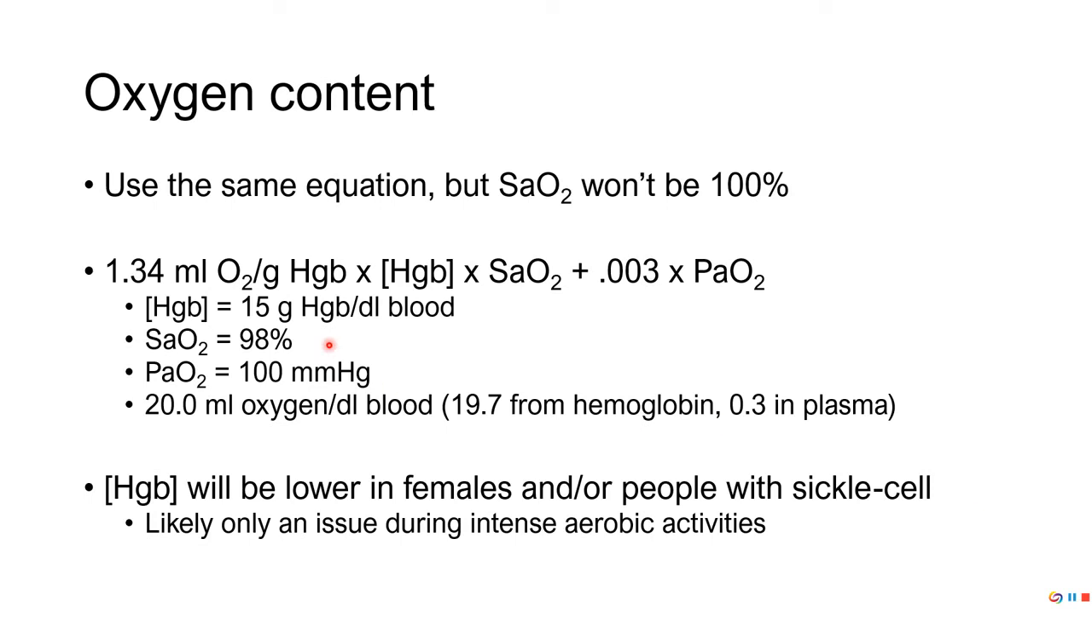You can't ever be 100% saturated. And so what happens is that we end up with 20 milliliters of oxygen per deciliter of blood: 19.7 coming from hemoglobin, 0.3 coming from plasma. Remember, like I said a moment ago, hemoglobin concentration is almost always lower in females or people with sickle cell. In cases like this, it doesn't make a huge deal unless these people are performing high intensity aerobic activities. So think like end of a VO2 max test.